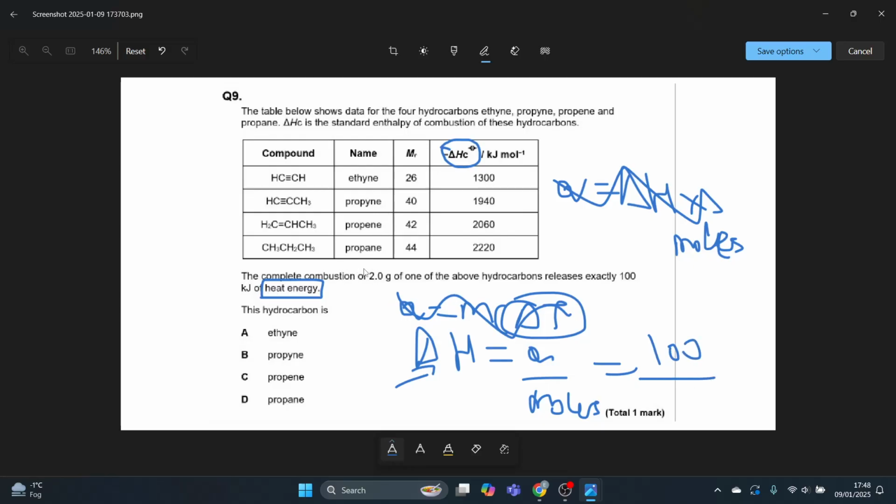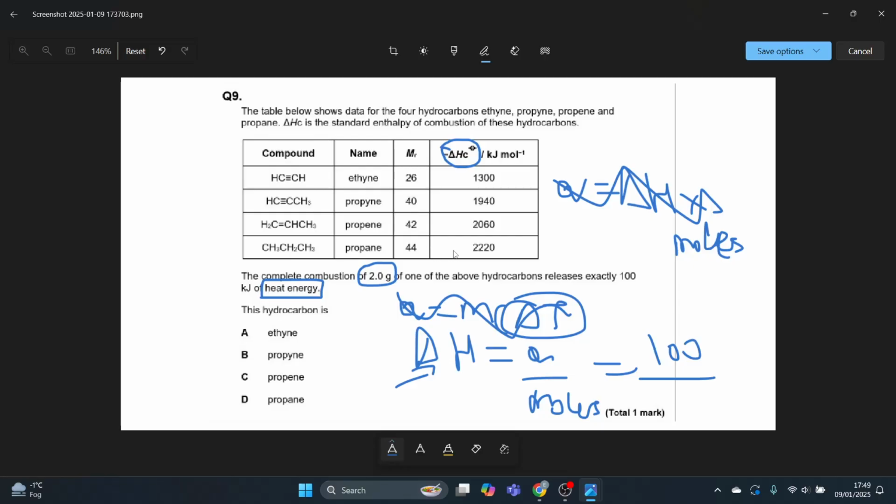Number of moles of what? Mass over Mr. 2 divided by 26, 1 over 13. 100 divided by my answer, 1300 kilojoules mole to the power minus 1. And that gives me the correct delta H using the Q.